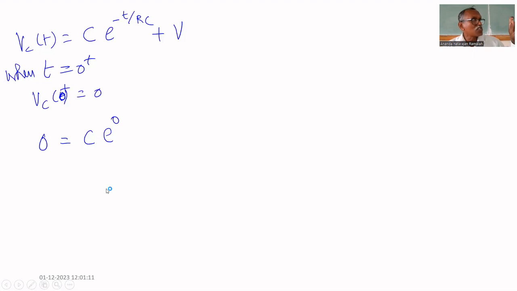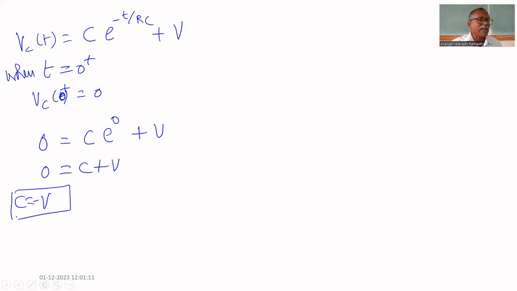Initially, the capacitor is short circuit. That concept we should remember. That's why 0 volt. So C e power 0 plus V. E power 0 means 1. Therefore, 0 equal to C plus V. Therefore, C equal to minus V. C equal to minus V.